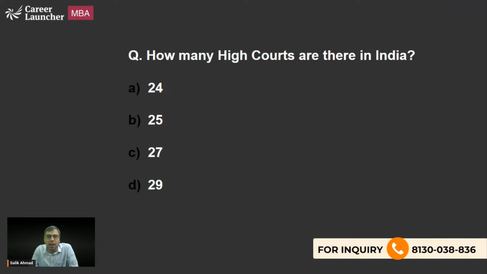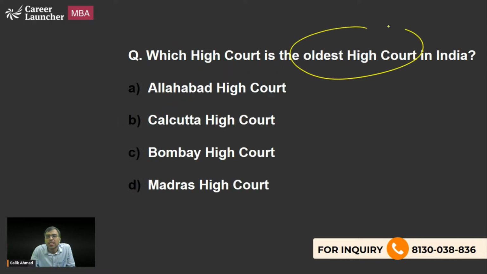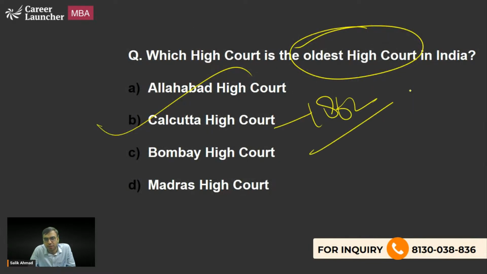Now the next question is, how many high courts are there in India? 24, 25, 27, 29. So there are 25 high courts. Just remember it is a fact. Which is the oldest high court? The answer is 1862, Calcutta High Court. B is the right answer.